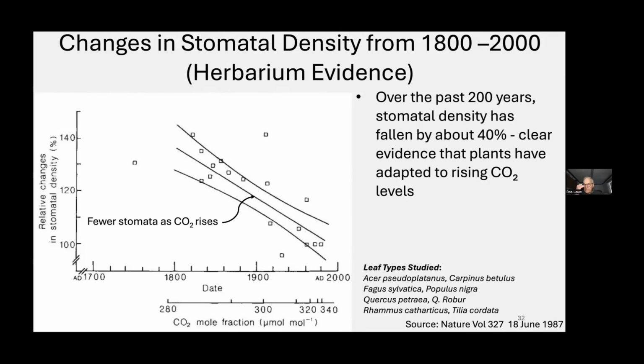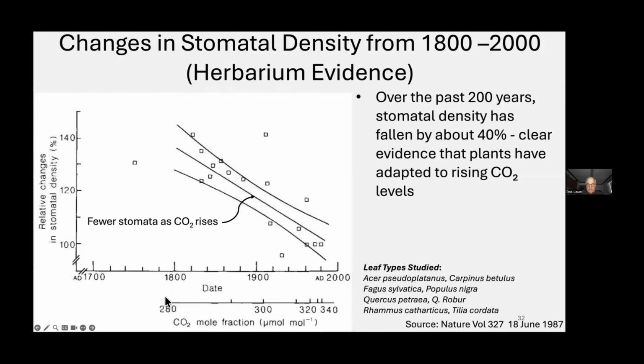Over the past 200 years, stomatal density has fallen by nearly 40%, which is clear evidence that plants have adapted to rising CO2 levels. Here's another graph. Again, the vertical axis is the relative change in stomatal density expressed as a percentage, and on the horizontal axis you have time. These are years on the horizontal axis, but of course, they equate to differing levels of carbon dioxide.